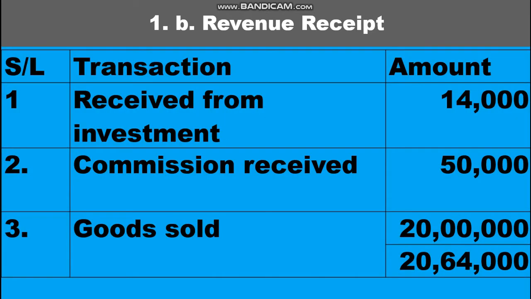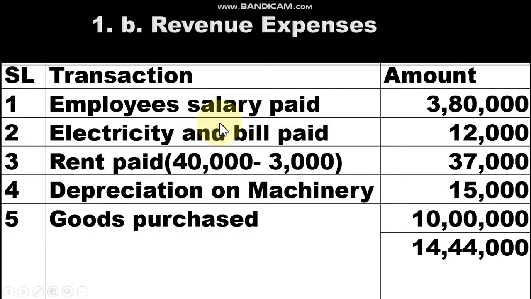Now revenue expenses. Look at employee salary paid, this is revenue expenditure. Electricity and telephone bill, this is also revenue expenditure. All of you know that revenue expenditure means regular expenditure, which will give a service for a short time. Employee salary, if you paid salary, it will give 1 month service, 2 months service, that means short term service. That is revenue expenditure. Then electricity and telephone bill, that is also revenue expenditure. Rent paid, this is a revenue expenditure.